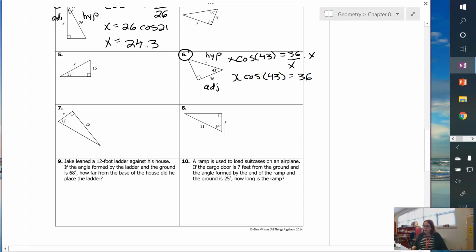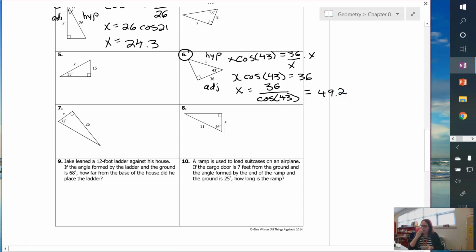Now I'm going to divide both sides by cosine of 43. Now that is really just a number. I'll show you. So cosine 43 is a big, long, gnarly decimal. It is just a number. And that number is being multiplied by x. So I have to divide by that number to get x by itself. So x equals 36 over the cosine of 43. Just punch that into your calculator. 36 divided by cosine of 43, I get 49.2.